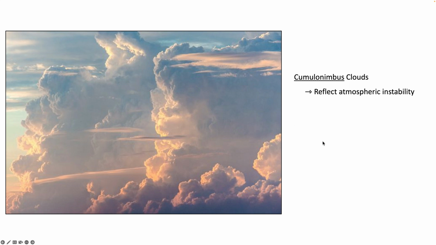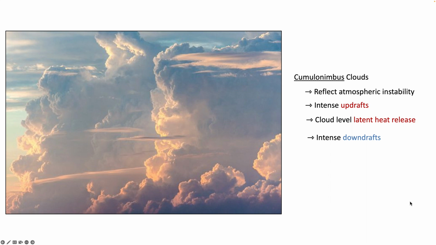So cumulonimbus clouds, and cumulonimbus indicates that these clouds are actually producing precipitation. That's the nimbus part. They reflect atmospheric instability. We usually have intense updrafts in these clouds, and so we get cloud level latent heat release. So there's a lot of condensation going on in these clouds, and so as we get vapor condensing, we get our latent heat release, and so we have moist parcels rising and latent heat release.